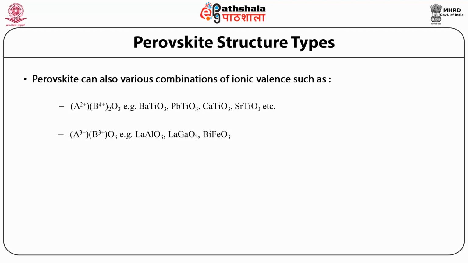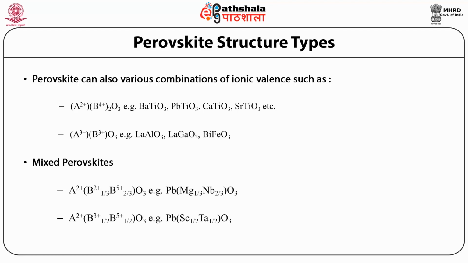The other possibility is A3+ B3+ O3, and the examples for this combination are lanthanum aluminium oxide, that is LaAlO3, lanthanum gallate, LaGaO3, and bismuth ferrite, that is BiFeO3. There are some other mixed perovskites, for example, lead oxide with magnesium and niobium doped. Second is lead oxide with scandium and tantalum doped. These are other mixed oxides which have perovskite structure.